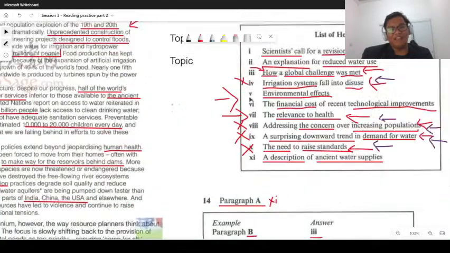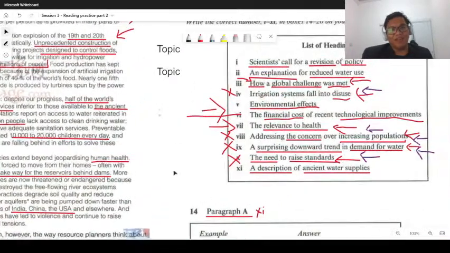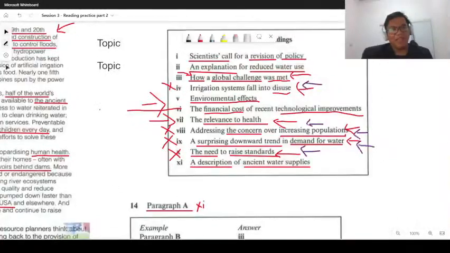Now, if we take a look at all the headings that remain, I'm just going to clear my, oops, sorry. I'm just going to move this.